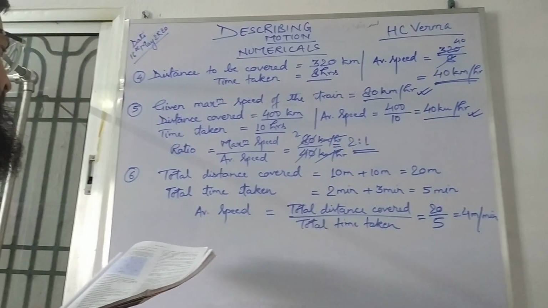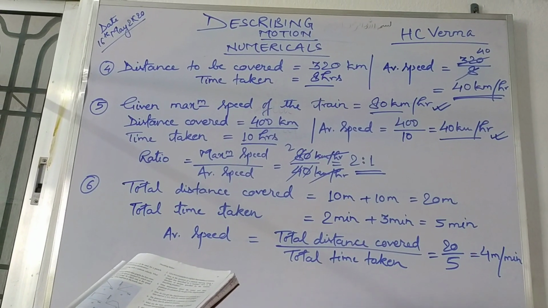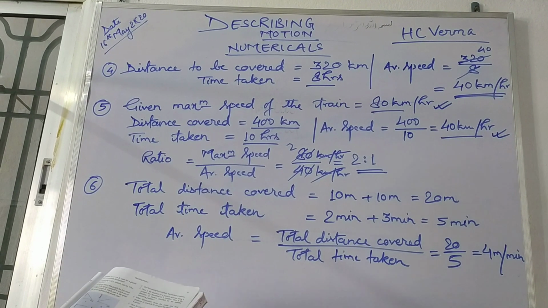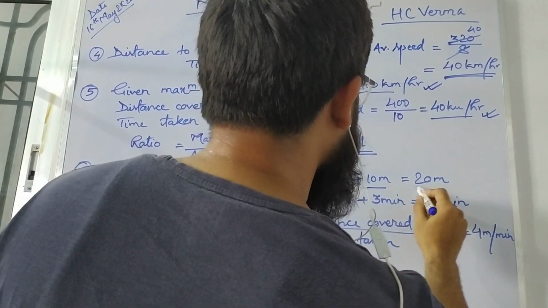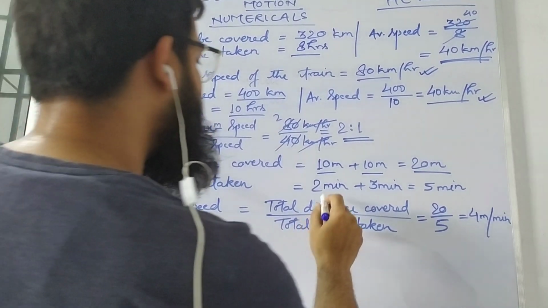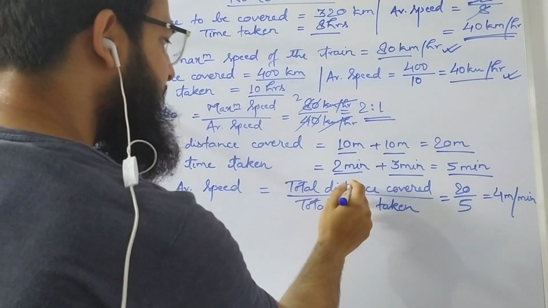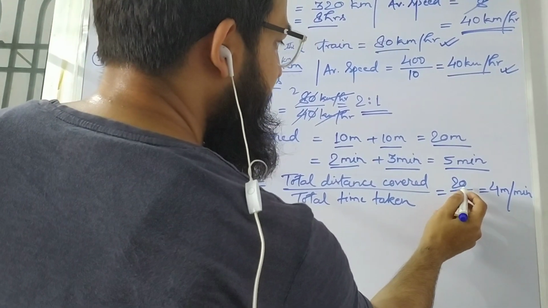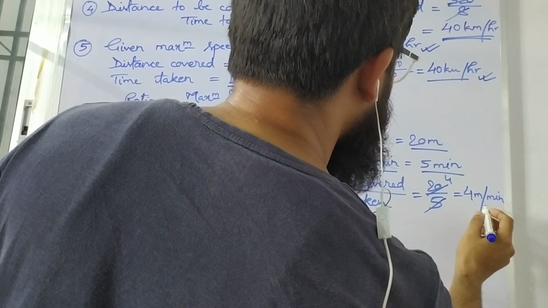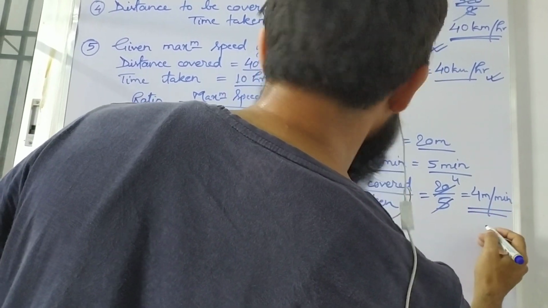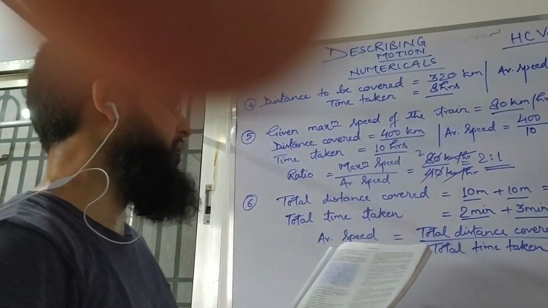Now moving to the next one, question number 6. An object moves through 10 meter in 2 minutes and next 10 meter in 3 minutes. Calculate its average speed. So the total distance will be 10 meter plus 10 meter, that is 20 meter, and total time taken will be 2 minutes plus 3 minutes, that is 5 minutes. And so average speed will become total distance covered by total time taken, 20 meter by 5 minutes. That will be 4 meter per minute. That's it. For question number 6 numerical problem.